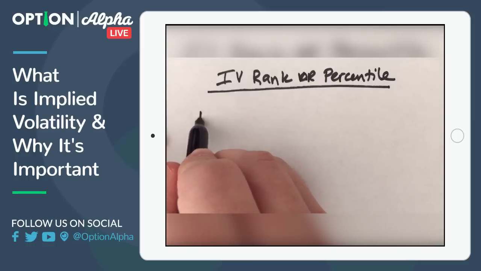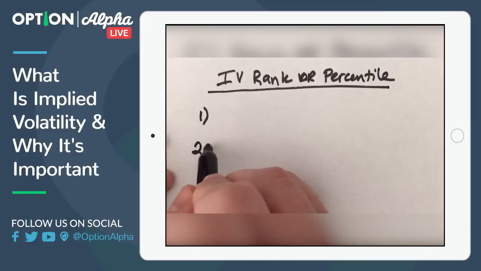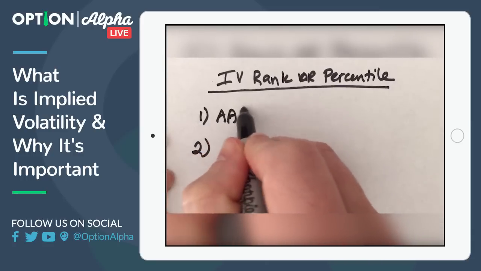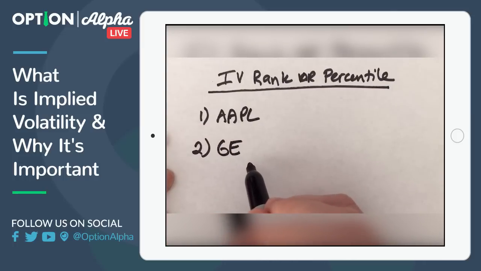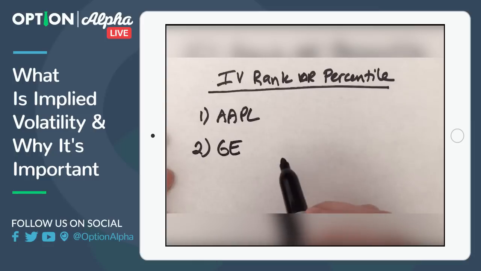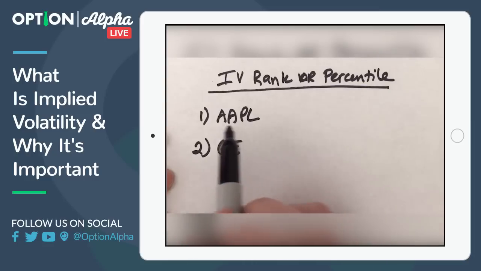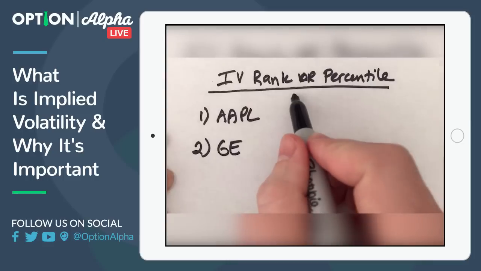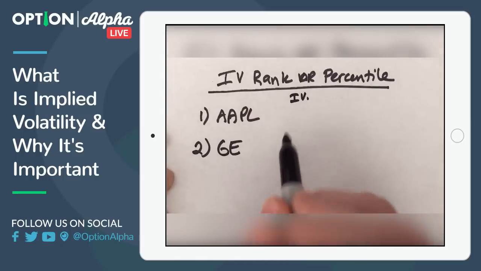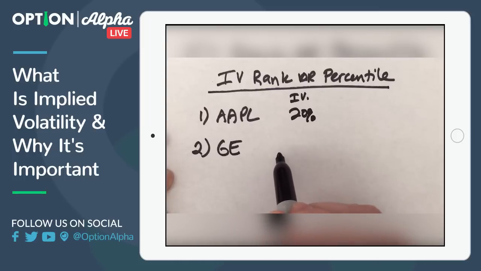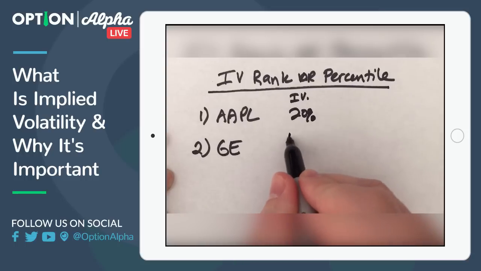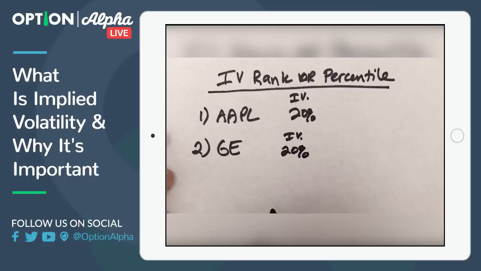So let's take two stocks, okay? The first stock that we'll take here is, let's say, Apple, ticker symbol AAPL, and then we'll take GE. Okay, and I'm just going to use some numbers just to prove the point. These are not actual numbers at this time. Let's say that Apple stock right now has implied volatility, the actual reading, of, let's say, 20%. We're just going to use basically raw numbers. So the actual implied volatility is 20%. Let's say GE also, ironically, because I'm making this up, has implied volatility of 20% as well.